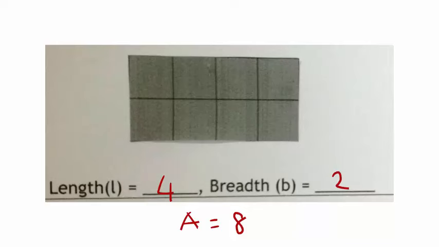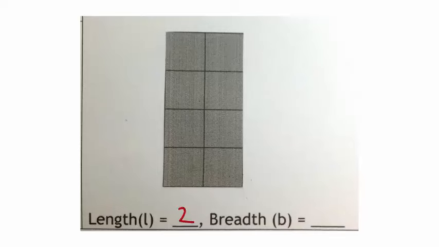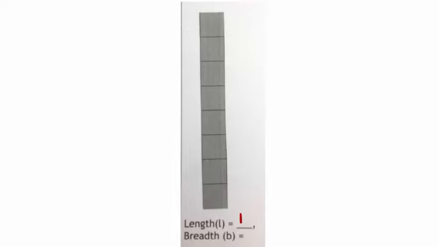Now let us try again. If the length is equal to 2 and the breadth is equal to 4, again the area is equal to 8. If the length is equal to 1 and the breadth is equal to 8, again the area is equal to 8 square units. Remember, the length of a rectangle is usually equal to or greater than its breadth. However, for visualization of inverse variation, we will permit the length to be less than its breadth.